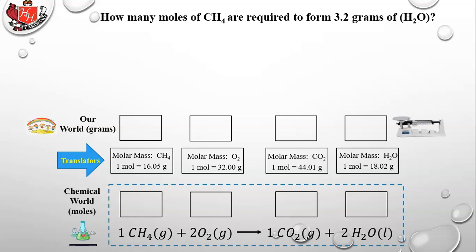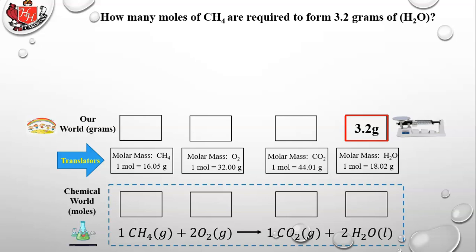So first, we're up in our world. You see the scale appeared up over there in the upper right hand. And that's what we know. We know that we're starting with some number of grams of H2O because we measured it on a scale. And it's 3.2 grams. So we're going to go ahead and put that in the box over there. It's in the grams row. That's our world. And it's above H2O.